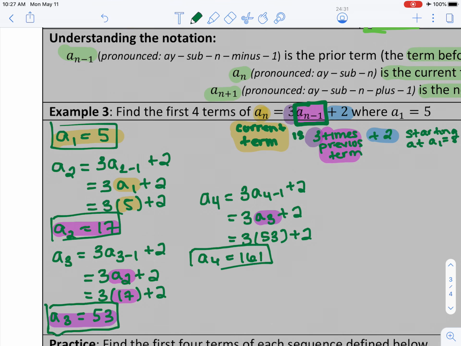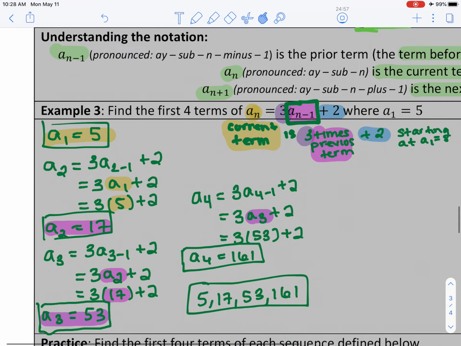Okay, so the answer to our question, the first 4 terms of a sub n equals 3 times a sub n minus 1 plus 2, where a sub 1 equals 5, those first 4 terms are 5, 17, 53, 161. And I'm going to go ahead and not write the dots, because I was asked for 4 terms and I'm giving 4 terms here.